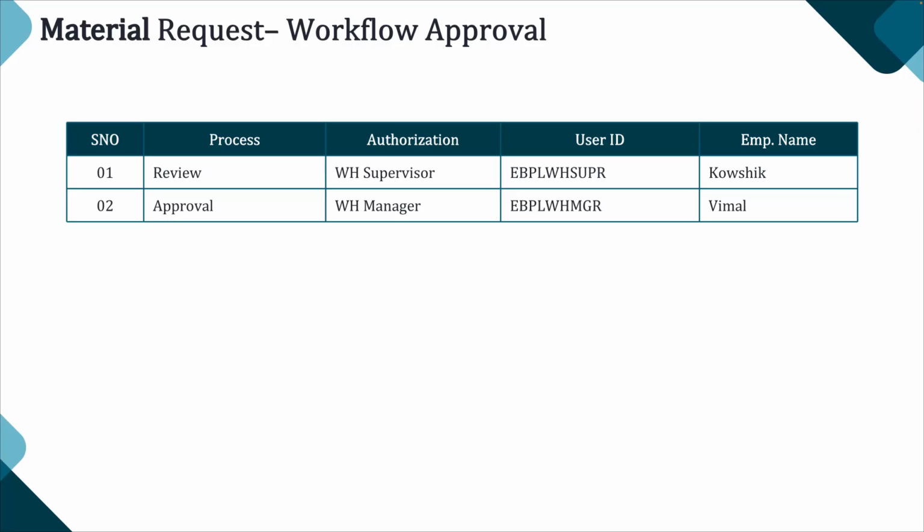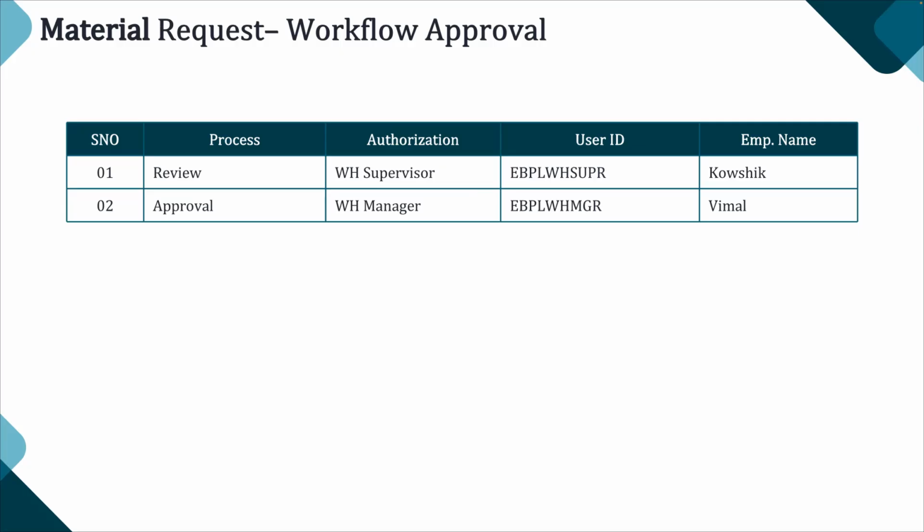This slide consists of your workflow approval, and it holds two processes: one is reviewing the document, another is approving the document. Here our reviewer will be Kaushik, who will be working as our supervisor, and after his review he will be forwarding the corresponding document to our approver, that's Vimal, who will be acting as our manager. After his approval, a material request will be created. So this is how the workflow would be.